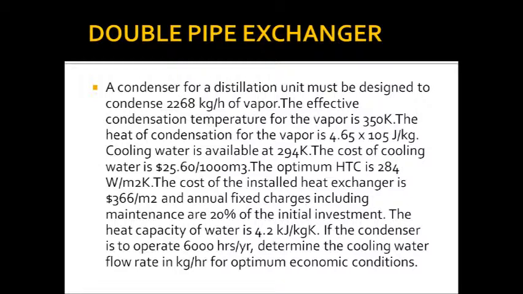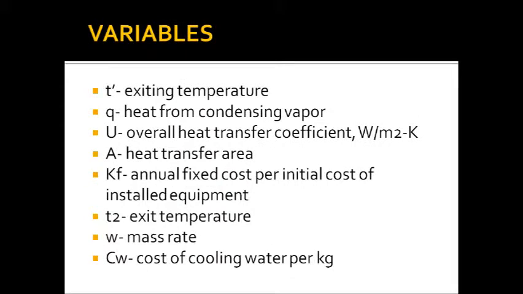The cost of the installed heat exchanger is $366 per square meter, and the annual fixed charges including maintenance are 20% of the initial investment. The heat capacity of water is 4.2 kilojoules per kilogram Kelvin. If the condenser is to operate 6,000 hours per year, determine the cooling water flow rate in kilograms per hour for optimum economic conditions. Before solving the problem, we have to be familiar with the variables.